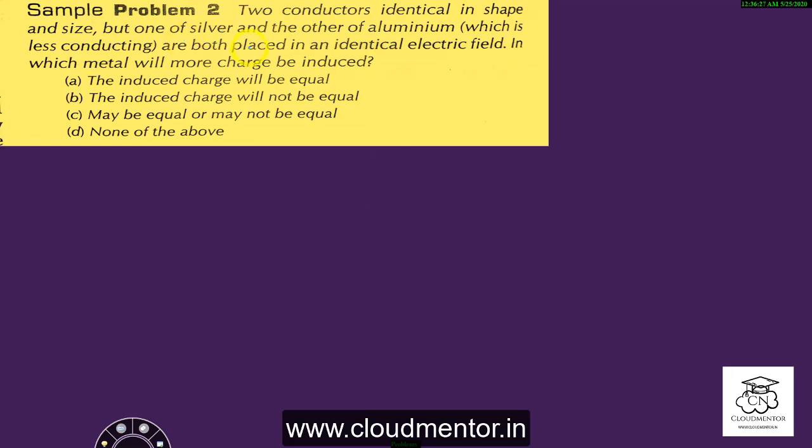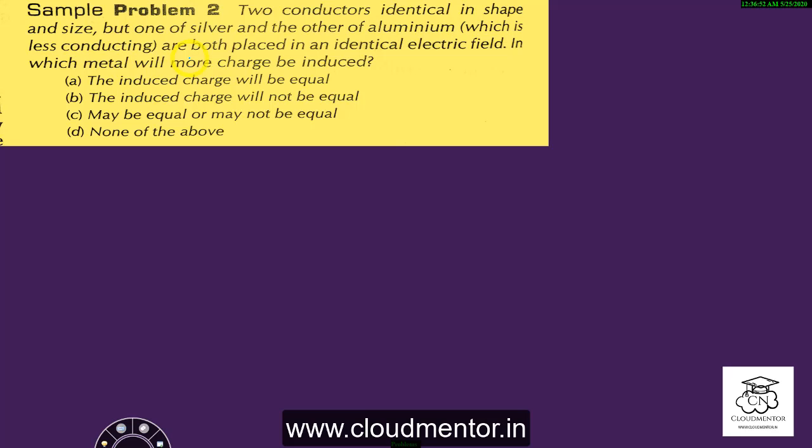Two conductors identical in shape and size, but one of silver and the other of aluminum, which is less conducting, are both placed in an identical electric field. In which metal will more charge be induced? Option A, induced charge will be equal. Option B, induced charge will not be equal. Option C, may be equal or may not be equal. Option D, none of the above.